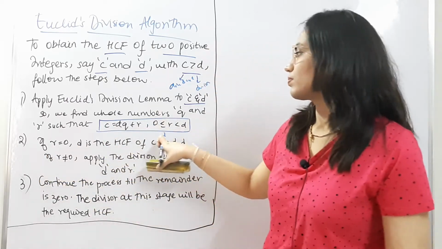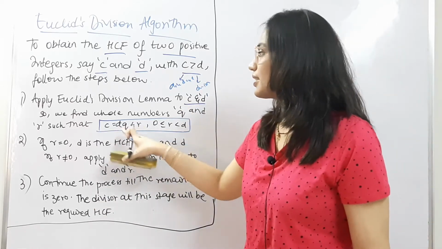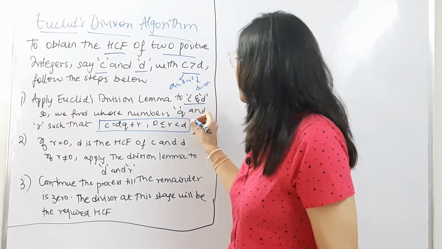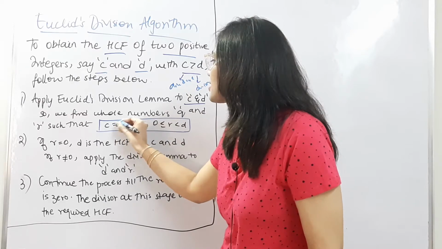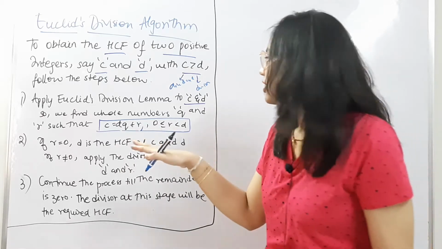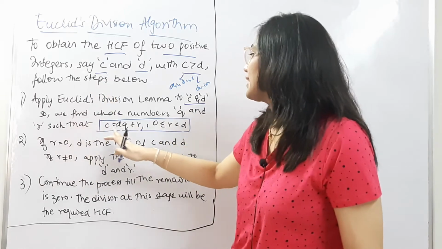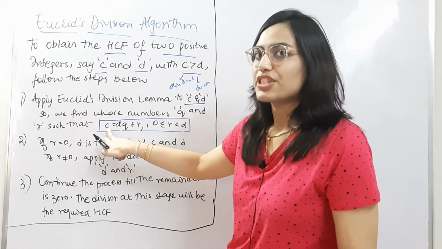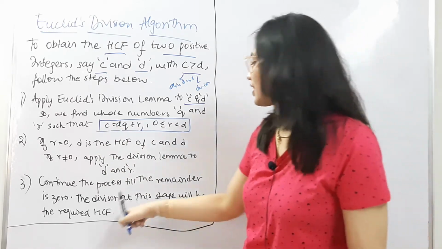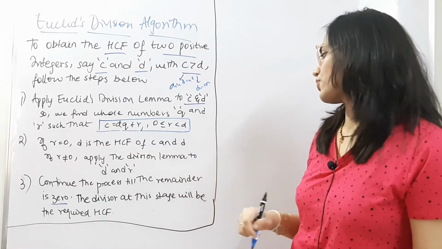If r is 0 after we apply it, then D is the HCF. The divisor, whatever we get, is the HCF. If r is not equal to 0, then we need to pick up this r and this d, where d is the divisor and r is the remainder we get from the first step, and compute the HCF on those two. That means you go back a step, put D in place of C and r in place of D, and then compute. We will stop when we get the remainder as 0. Until we get the remainder as 0, we will keep on doing this process.